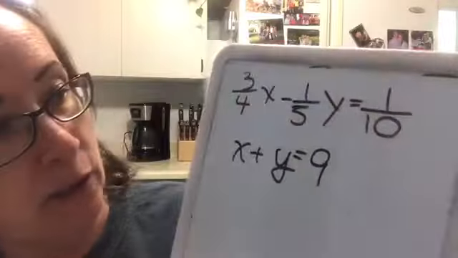Okay, so we've got 3/4 x minus 1/5 y is 1/10, and x plus y equals 9. So we have a system of equations, and we're trying to solve. And we can see pretty much that our slopes are not the same. Okay, remember, my slope is negative a over b when I'm in standard form. So the slope of this one is -1, and the slope of this one is not -1. All right, so I know I'm going to look up for one solution.